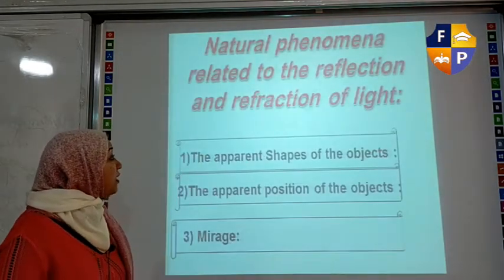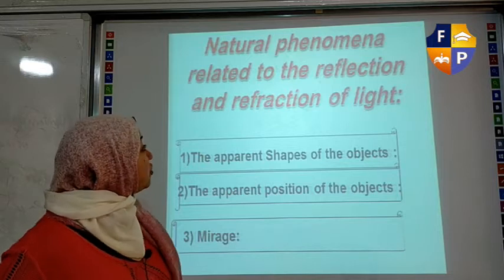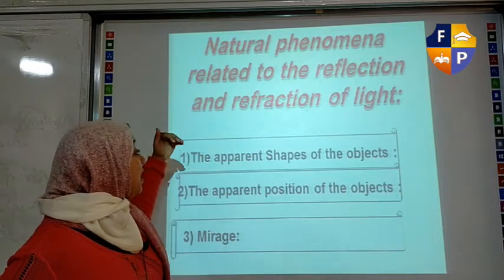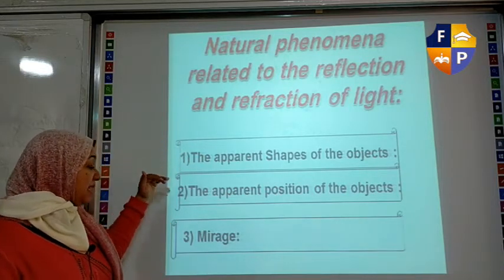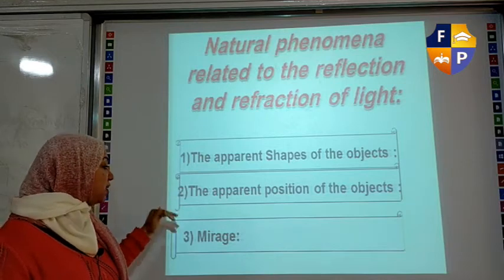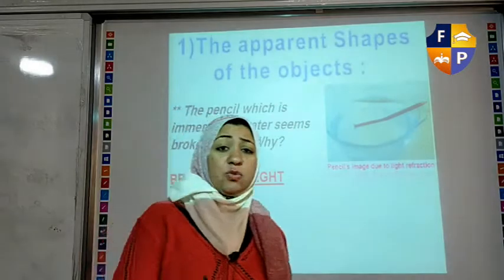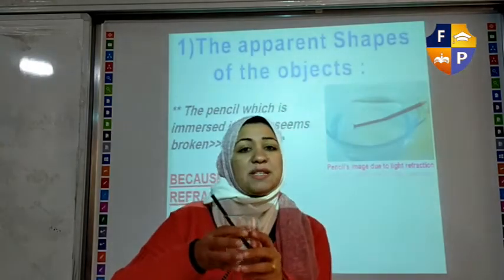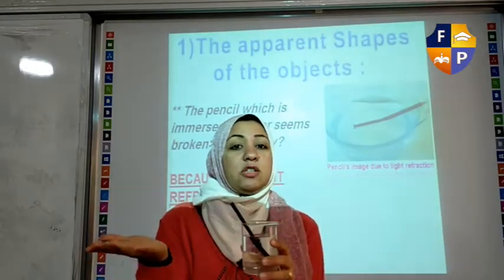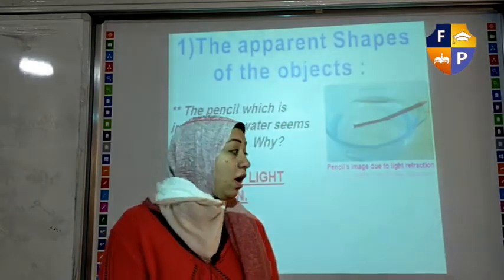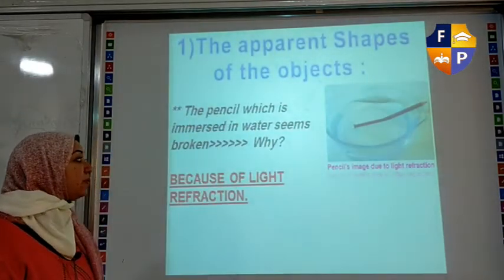Let's continue. The natural phenomena related to the reflection and the refraction. First, the apparent shapes of the object. Second, the apparent position of the object, and the mirage. Let's start with the apparent shapes of the object. As with this pencil, when we put it in the beaker, we find it seems broken. Why? Due to the refraction of the light.